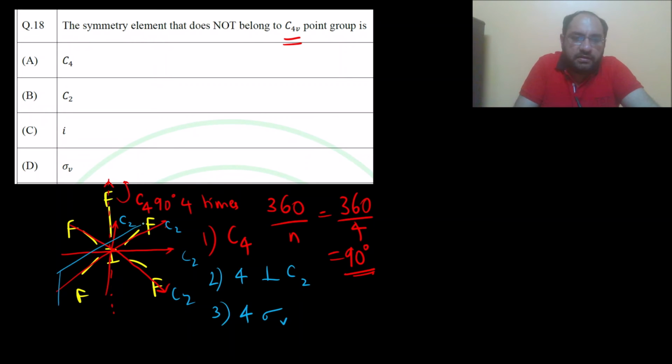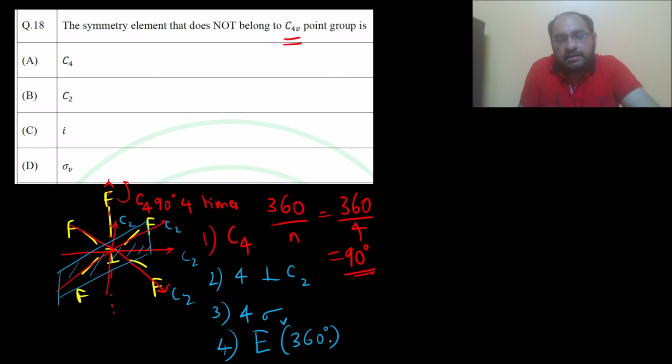That is a vertical plane of symmetry like this. I have drawn one. Similarly there will be 4. And the last element of symmetry that every molecule has is the identity E, that is, if you rotate the molecule by 360 degrees you will get the same molecule. That is very logical.